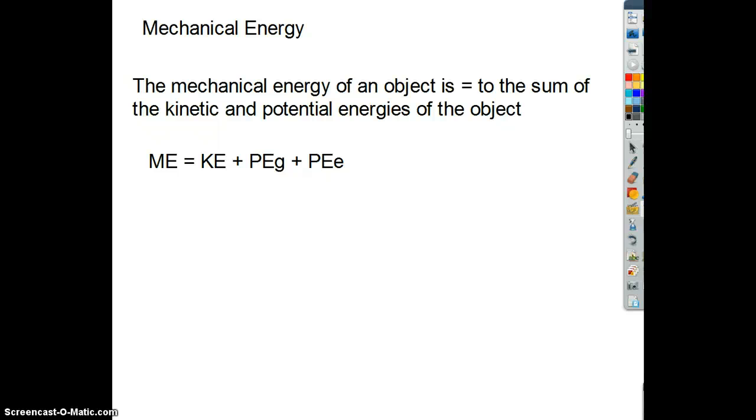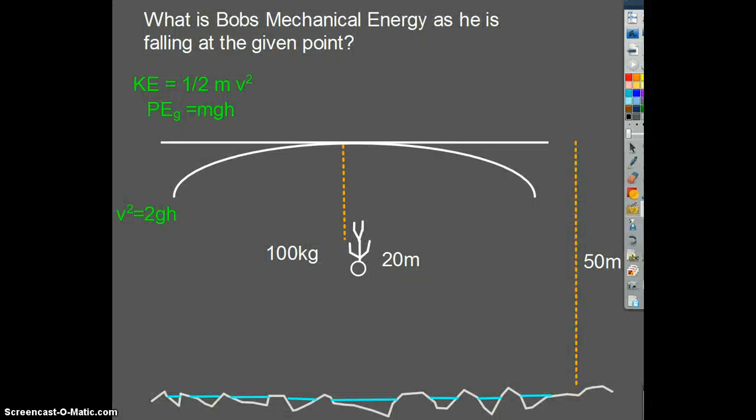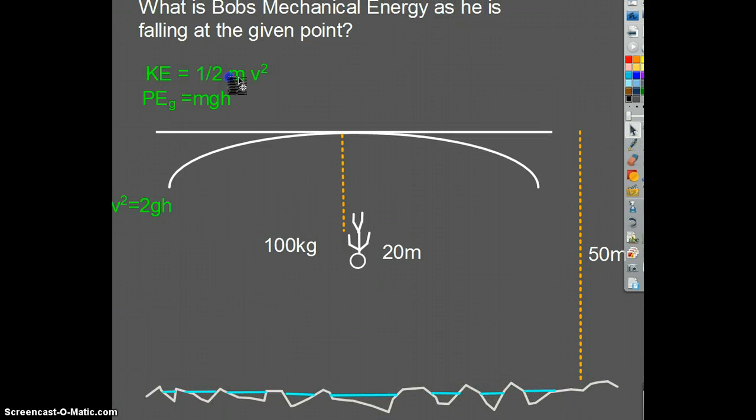All right, let's do another sample problem. Here, Bob has the unfortunate event where he is falling off of a bridge. Let me lay things out for you here. The bridge is 50 meters tall. Bob has fallen 20 meters. I want you to figure out Bob's mechanical energy at this point. After falling 20 meters, you need to figure out his mechanical energy. To do that, you're going to need to find his kinetic energy and his gravitational potential energy.